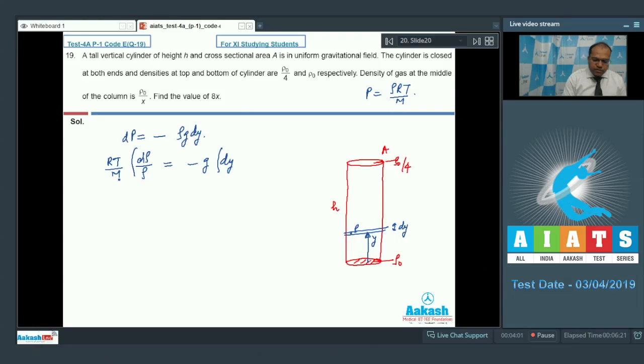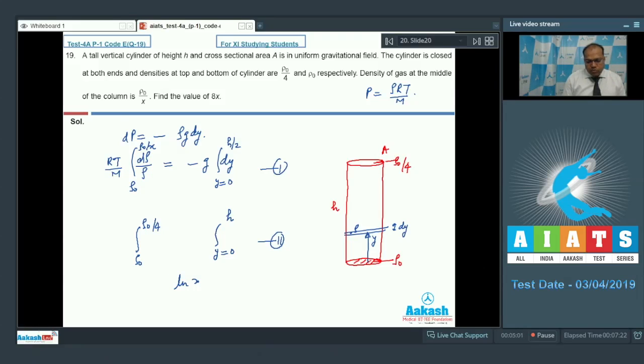If I integrate this equation, first from y equal to 0, when the value of rho is rho naught, to y equal to h by 2, when the value of rho becomes rho naught by x. So this is my first equation. In the second equation I integrate from y equal to 0 to y equal to h, and the limits of integration for density are rho naught to rho naught by 4. So from these two equations I get the value of x.